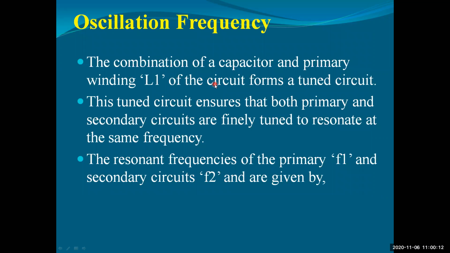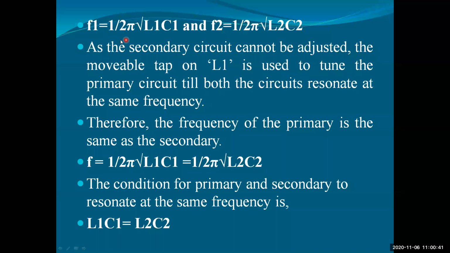Okay, so there is one small derivation about the Tesla coil oscillation frequency. Consider that the combination of the capacitor and primary winding L1 of the circuit forms a tuned circuit, as you know well. This tuned circuit ensures that both primary and secondary circuits are finely tuned to resonate at the same frequency. Under resonant condition, the primary frequency and secondary frequency are the same. The resonant frequency of the primary F1 is equal to 1 by 2 pi root L1 C1, and F2 is equal to 1 by 2 pi root L2 C2.